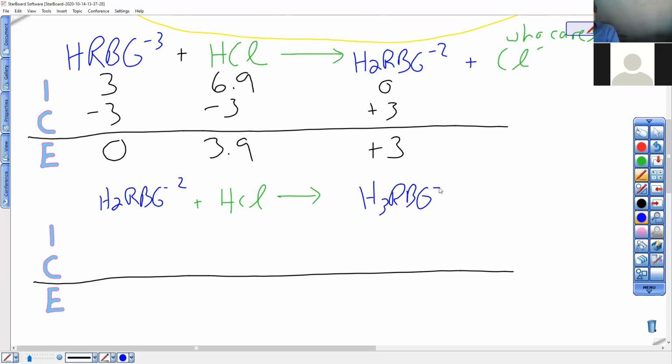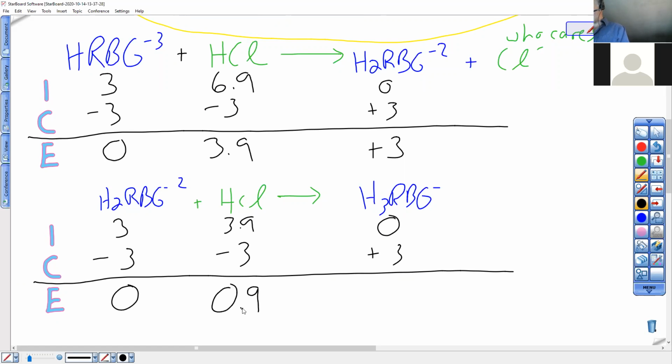We started with 3 moles of this thing at the end of ice 1. We still had 3.9 moles of this. We don't have any of this yet until we react all 3 of this, the limiting. Going to lose 3 HCl's. We're going to gain 3 of these. 0 of that, so it's no longer in play. 0.9 HCl means we're not done yet. And you've made 3 moles of this.